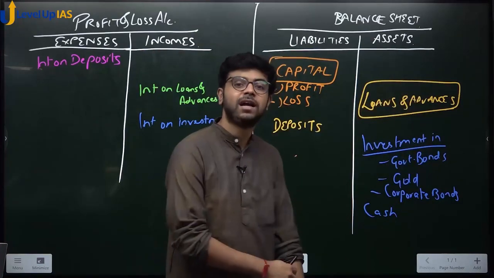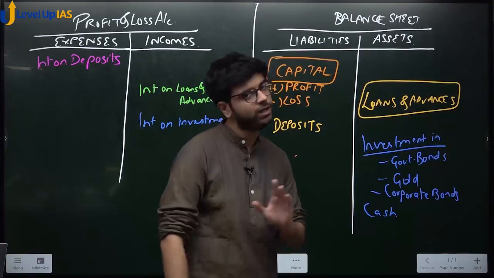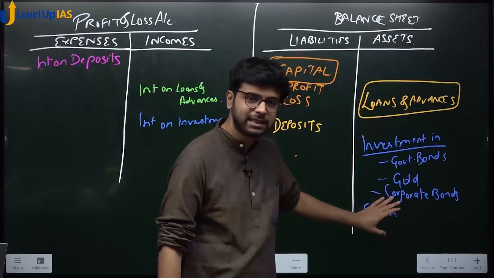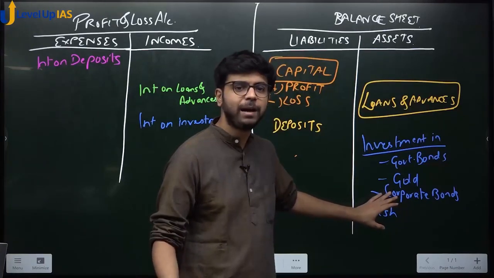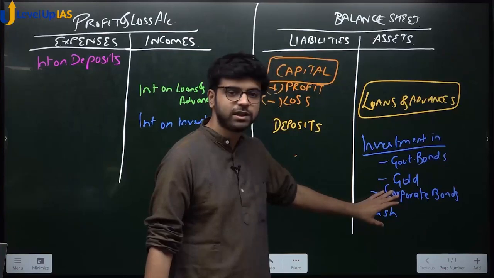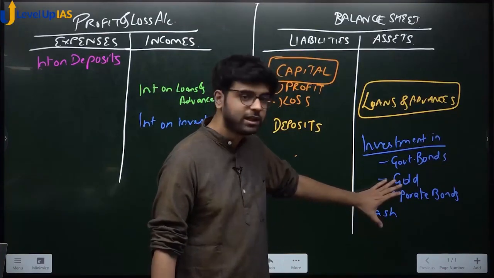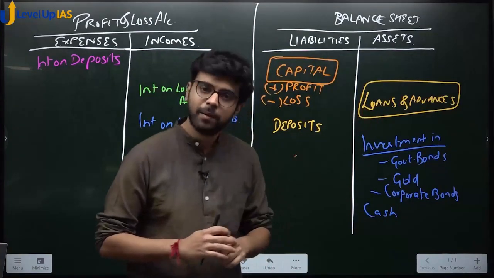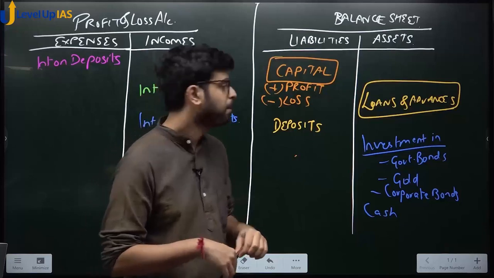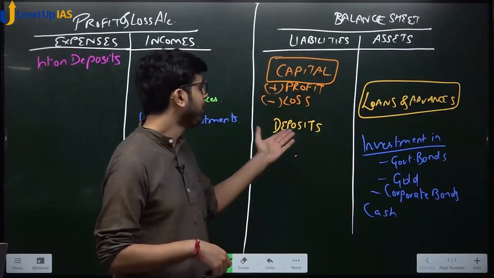What happens with CRR? CRR is to be kept with RBI, but the ownership lies with whom? With the commercial bank. So this is, let's say, CRR cash. Today RBI raises the ratio. What will happen? This would increase. RBI increases the ratio, this would increase. What would reduce? This would reduce, because you have only fixed funds. Remember, loanable funds are fixed. Okay?